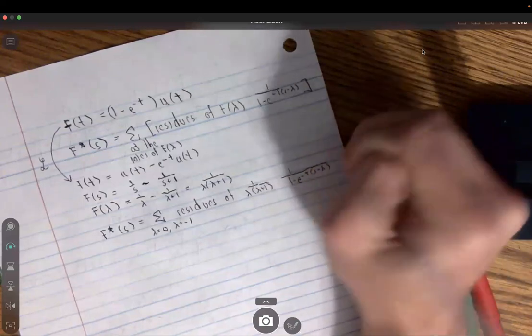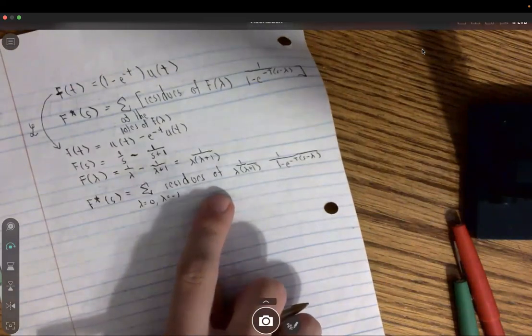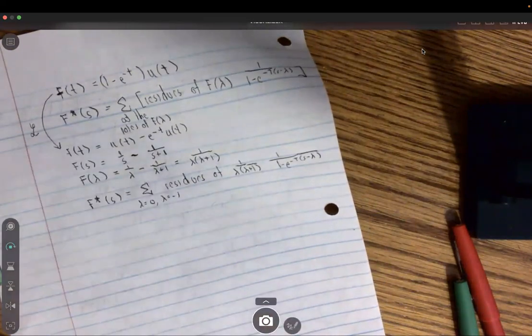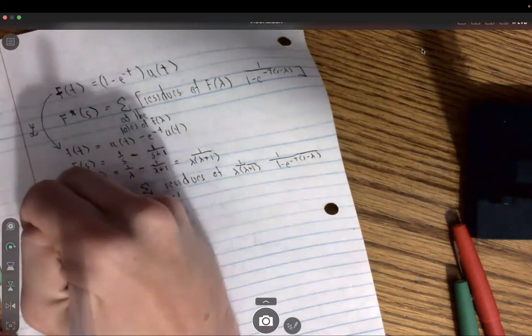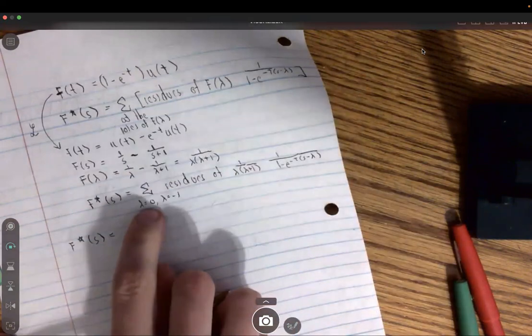Okay, so now that we have that, what we're going to do is now we have to solve this. So using our residue method, what we're going to have is our f star of s is equal to your first pole's at 0.